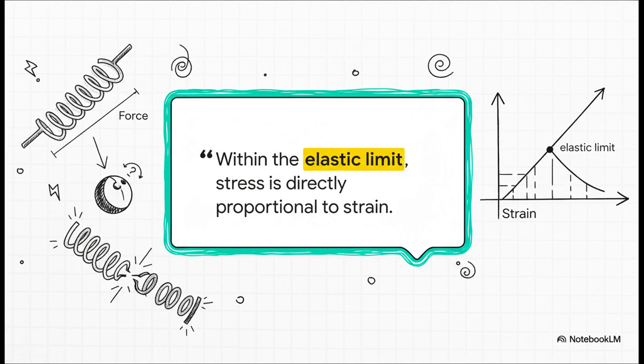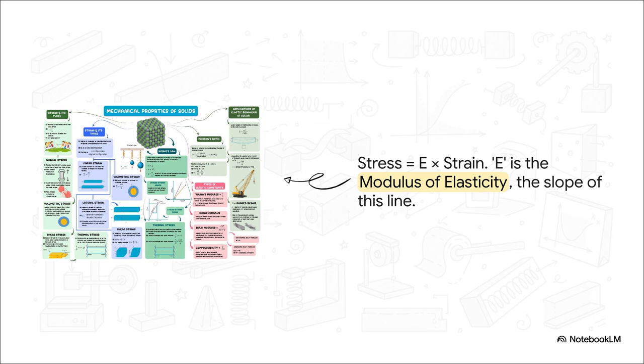But there's a catch, right? That little phrase, within the elastic limit. It means this rule only works as long as you don't stretch the material so much that it gets permanently damaged. Go past that limit and all bets are off. Now check out this graph. This is what Hooke's law looks like in action. See that straight highlighted part? That's the elastic region. As stress goes up, strain goes up in a perfectly straight line. They're directly proportional.